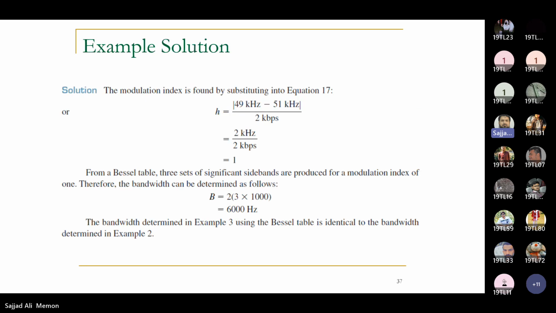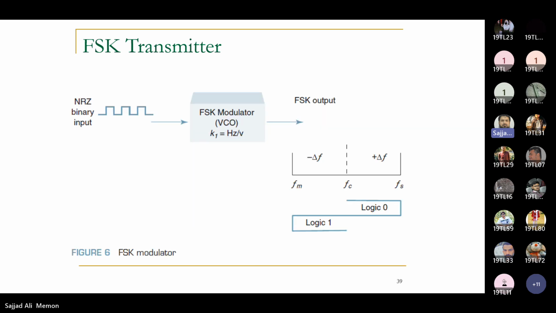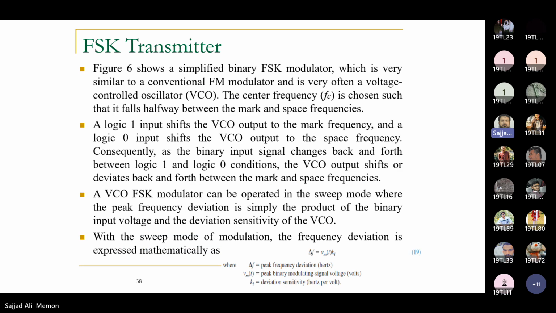They are now listening. So that is the solution, where h is equal to 1 and the bandwidth is 6,000 hertz, 6 kilohertz. Then we have this FSK transmitter. Figure 6 shows an FSK transmitter, that is a voltage controlled oscillator (VCO). In the FSK modulator, the input is an NRZ binary input, which is very similar to a conventional FM modulator and is very often a voltage controlled oscillator.